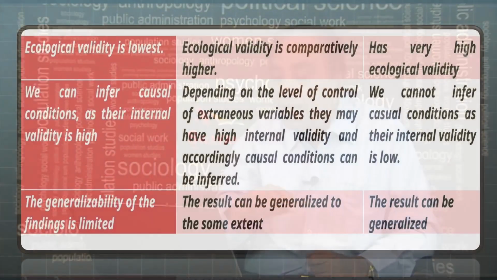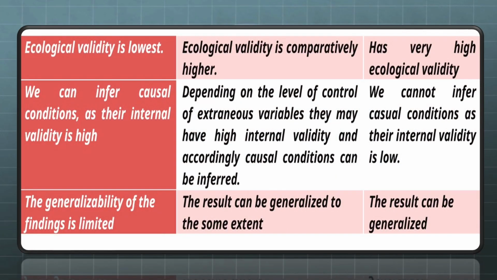If the conditions are not controlled, then how can I say that it is the cause and it is the effect? So, in an experiment, we can infer causal conditions as internal validity is high. In the field experiment, depending on the level of control of the extraneous variable, they may have high internal validity, and accordingly causal conditions can be inferred. As I have told you, you have a little bit of control over the independent variable, so you have some estimate of the internal validity.